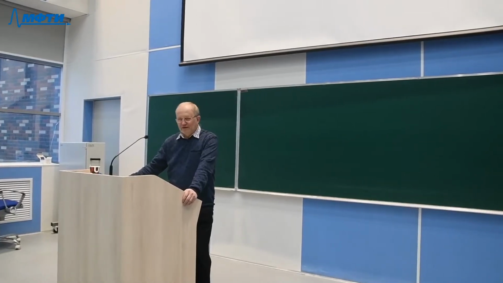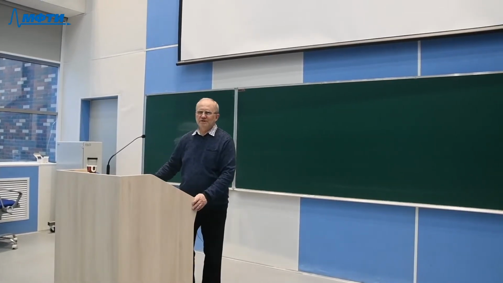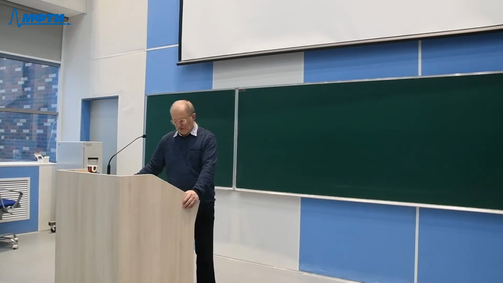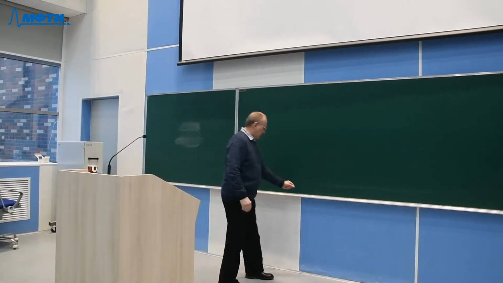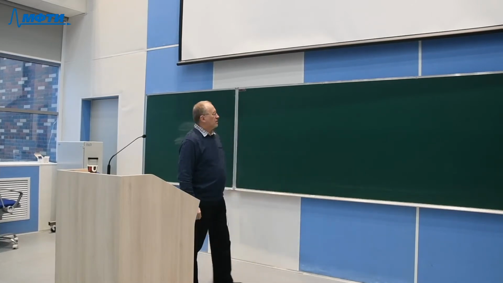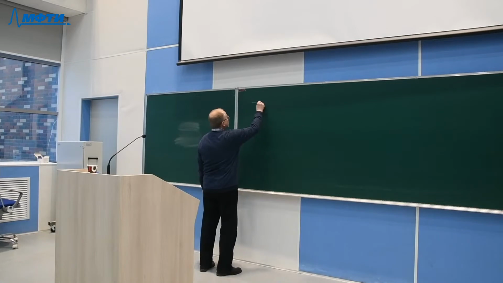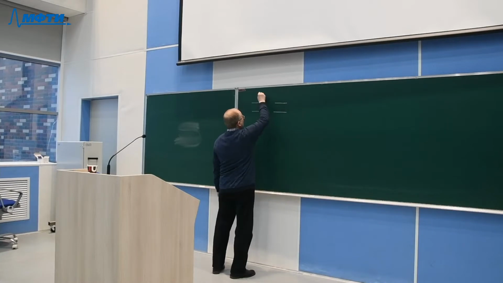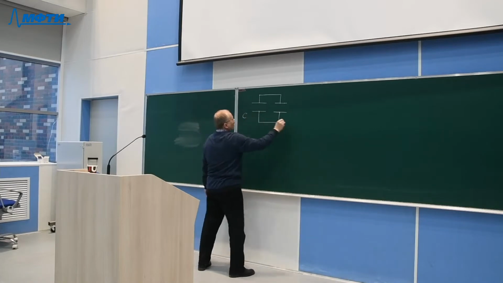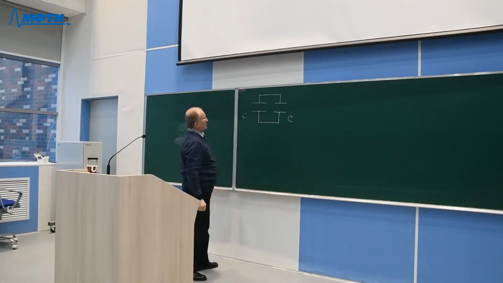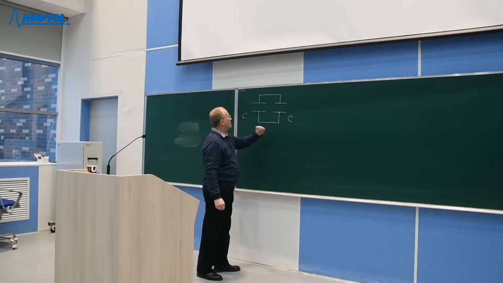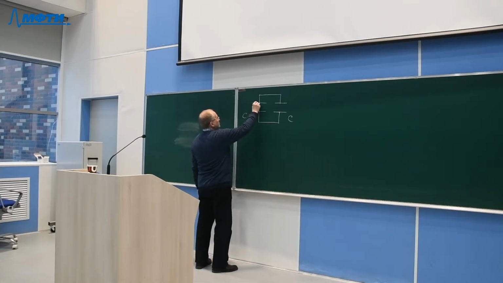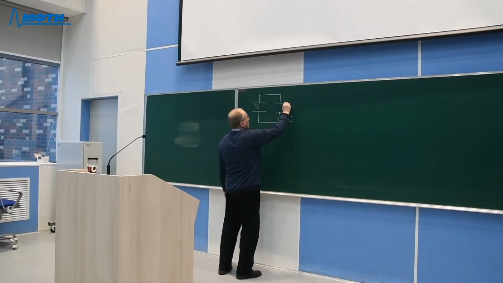Okay, so we continue our discussion of electrostatics, and I would like to consider a problem which will include two capacitors connected in parallel. Both capacitors are equal and have capacitance C, and the initial distance between the plates is d0, and here is also d0.